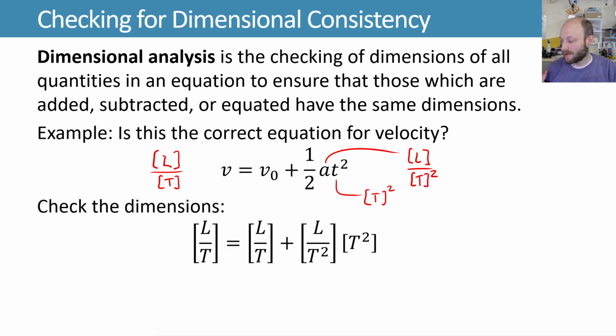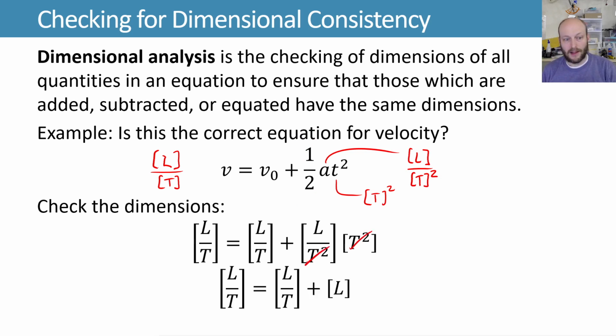So we can check those dimensions and say our velocity is length per time. Here it's length per time. And over here we have length over time squared times time squared. The 1/2 is just a number. It doesn't have dimensions associated with it. And so we'll notice that the time squareds here will cancel. And we're just left with this, saying that a length per time is equal to a length per time plus a length. And right here, we note that it's okay for lengths per time to equal, but you can't just add a length to that. So this says that this must be incorrect.